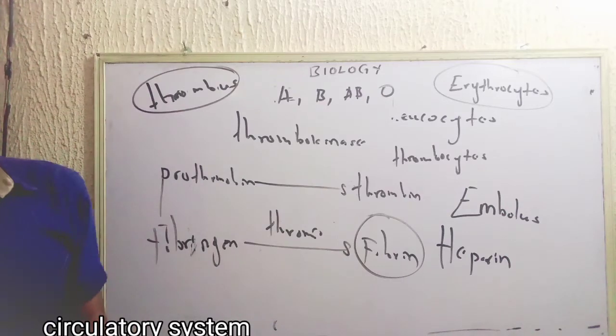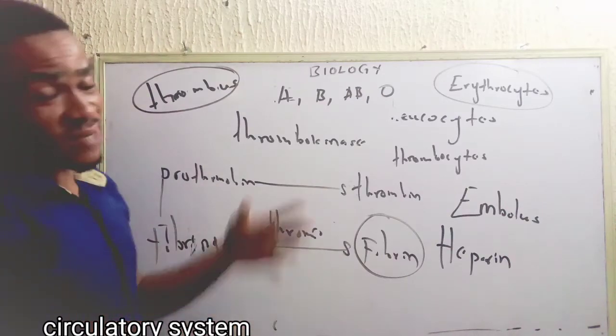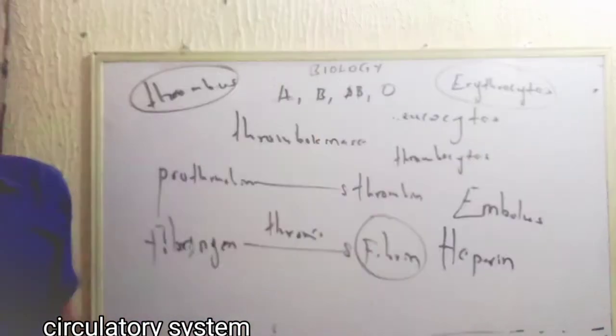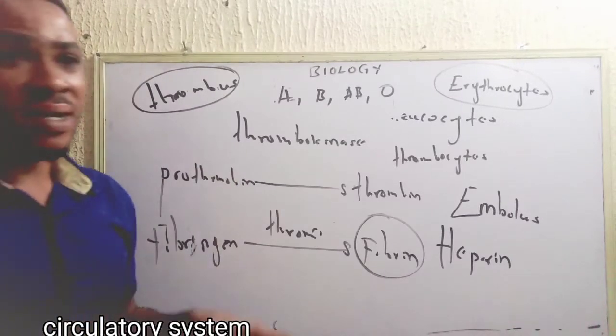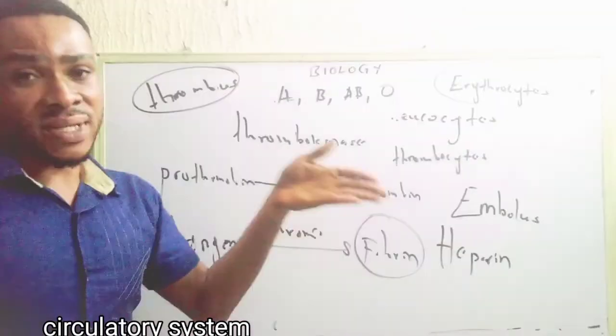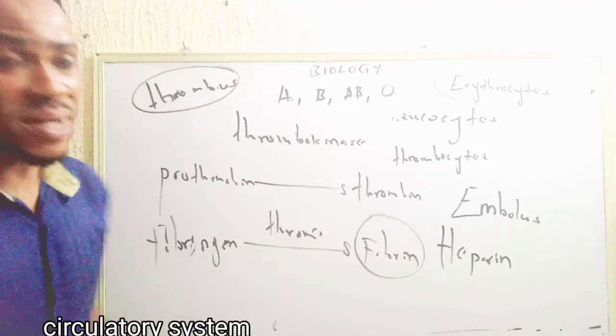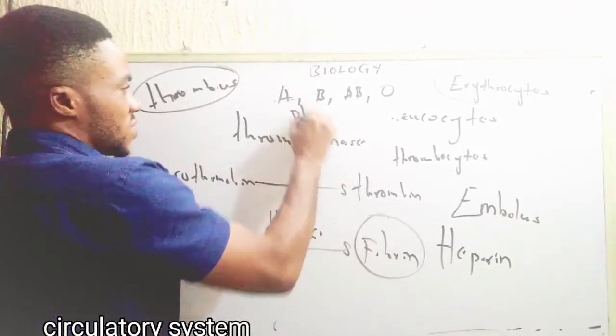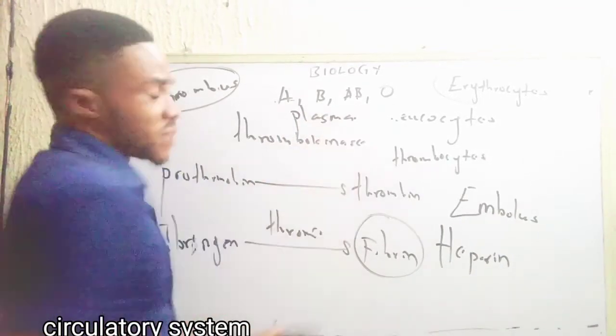Such a very selfish blood group. Like I said earlier, the blood is made of the blood cells and the liquid part of it, known as the plasma. So the liquid part of blood is known as the plasma.